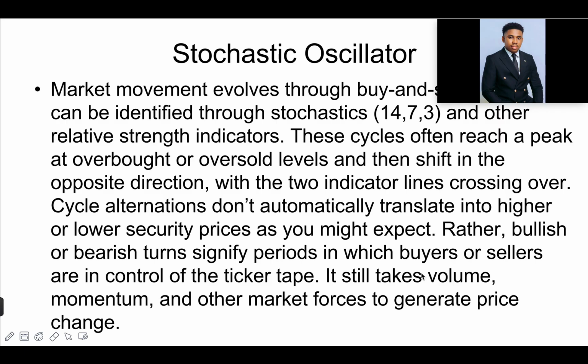So moving on, we have the stochastic oscillator. Market movement evolves through buy and sell phases, which can be identified through the stochastics and other relative strength indicators. These cycles often reach a peak at overbought or oversold levels and then shift in the opposite direction, with the two indicator lines crossing over. Cycle alternations don't automatically translate into higher or lower security prices as you might expect. Rather, bullish or bearish turns signify periods in which the buyers or sellers are in control of the ticker tape. It still takes volume, momentum, and other market forces to generate a price change in the market.